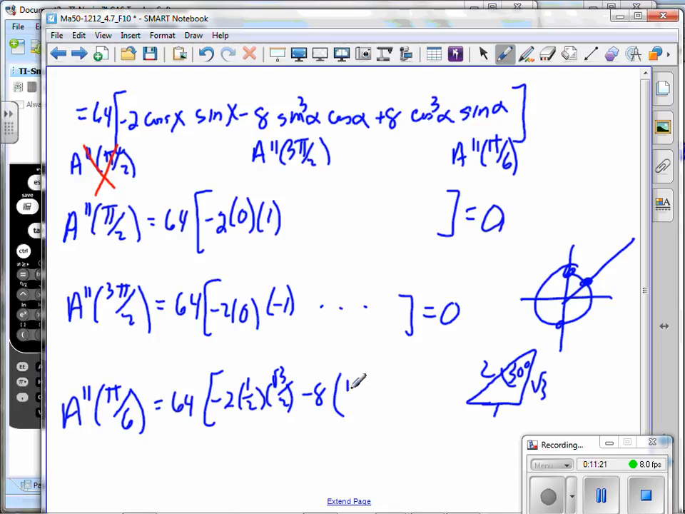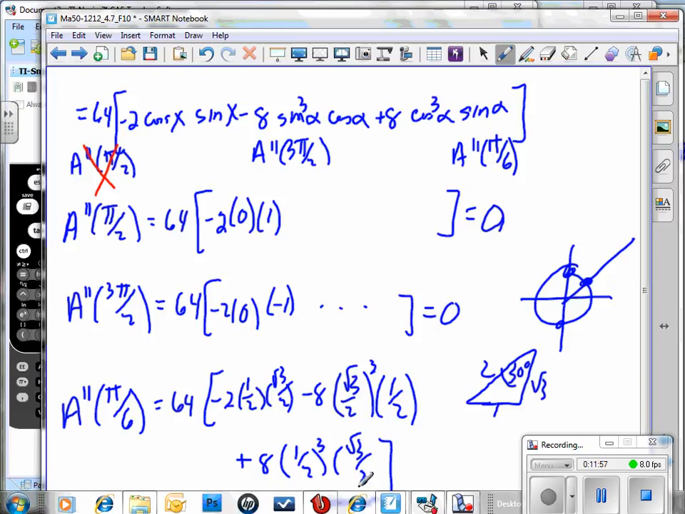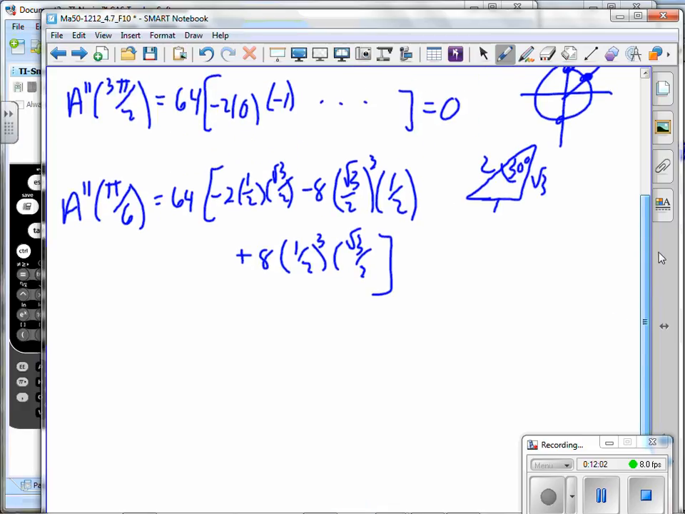So that's going to be 1/2. I'm sorry, not 1/2. Let's get this correct. It's sine. So that's going to be the square root of 3 divided by 2 cubed times 1/2 plus 8 times 1/2 cubed times the square root of 3 divided by 2. So the question is, are these negatives going to dominate? Is it going to be positive or negative? I don't know. Do you guys know? Offhand? So we would find out, put that in. So let's go ahead and put that in.